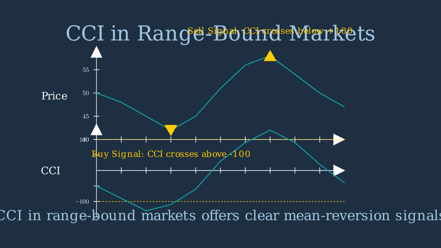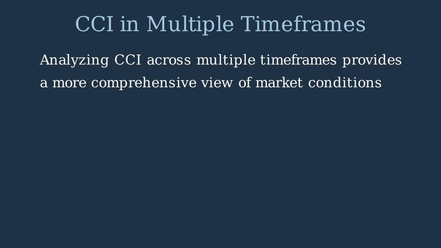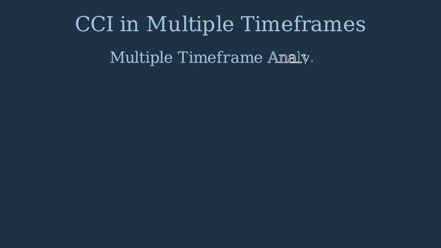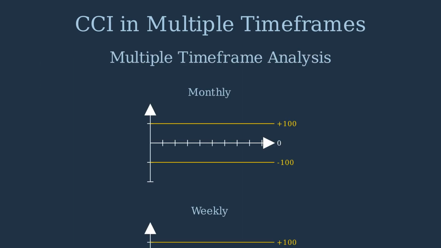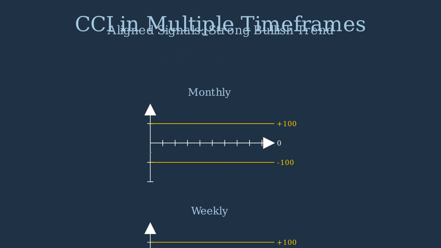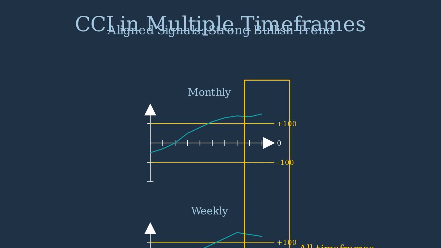Analyzing the commodity channel index across multiple timeframes provides traders with a more comprehensive understanding of market conditions. Let's examine how CCI appears across three common timeframes: monthly, weekly, and daily charts. When CCI shows bullish signals across multiple timeframes, it indicates a strong uptrend with alignment across different time periods. Notice how all three timeframes show CCI readings above the plus 100 level. This alignment strengthens the bullish signal and suggests a robust uptrend.